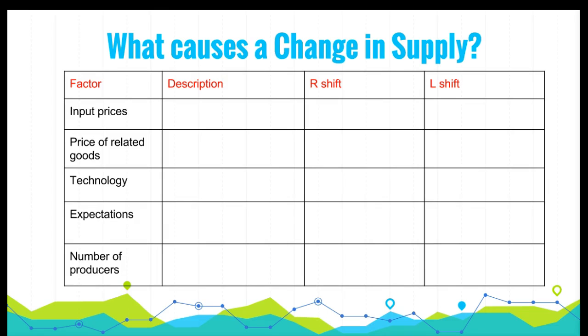You're going to have those 5 factors: input prices, price of related goods, technology, expectations, and number of producers. The description column, remember, is going to be an explanation of what this particular factor means. Right shift, what causes an increase in supply. Left shift, what causes a decrease in supply. You will notice that this chart is the same setup as the factors that cause a change in demand.